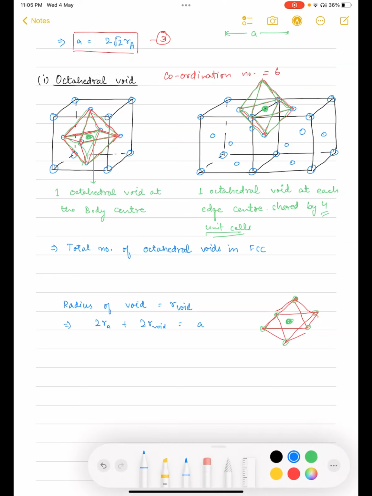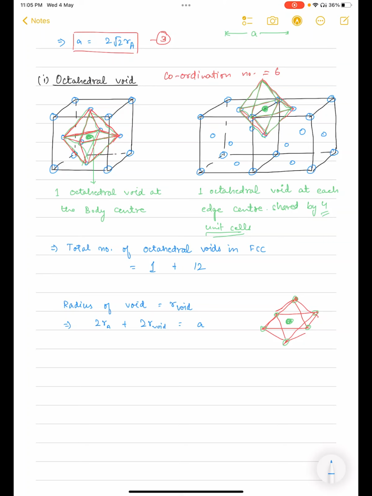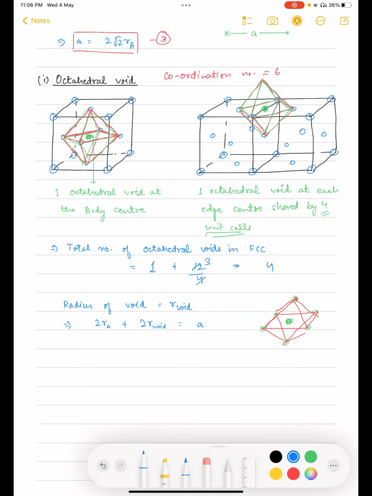So what is the total number of octahedral voids in FCC then? This becomes 1 at the body center plus there are 12 edges in a cubic crystal, and there is one octahedral void at each edge center. So 12 octahedral voids, and they are shared among 4 unit cells. So in one unit cell, the contribution will be 12 by 4. This gives us a total of 4 octahedral voids in FCC.